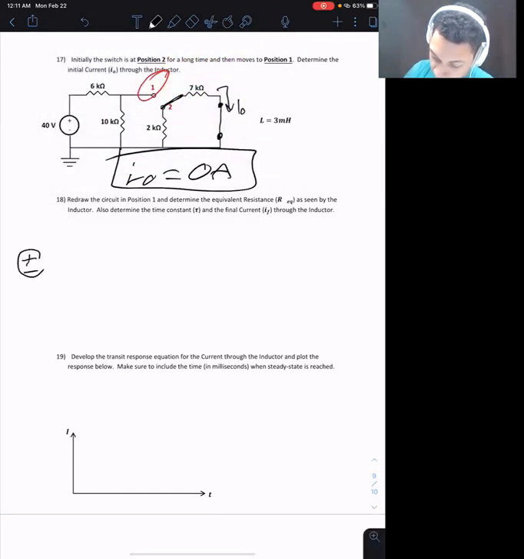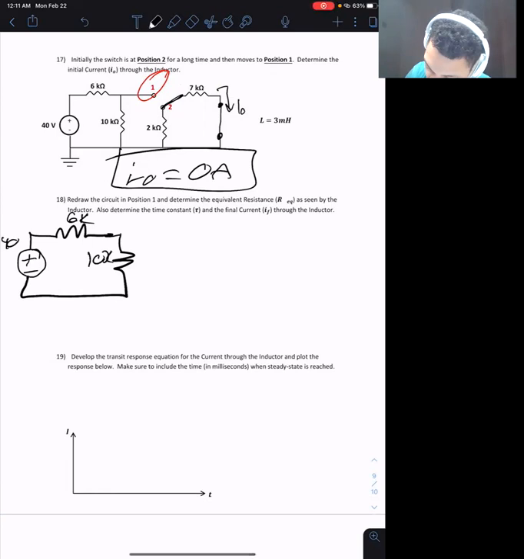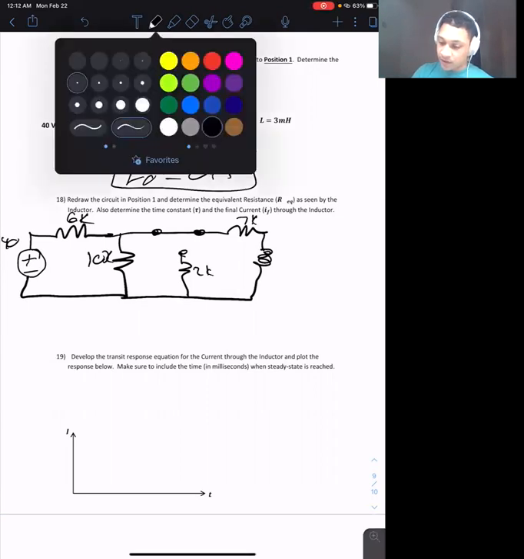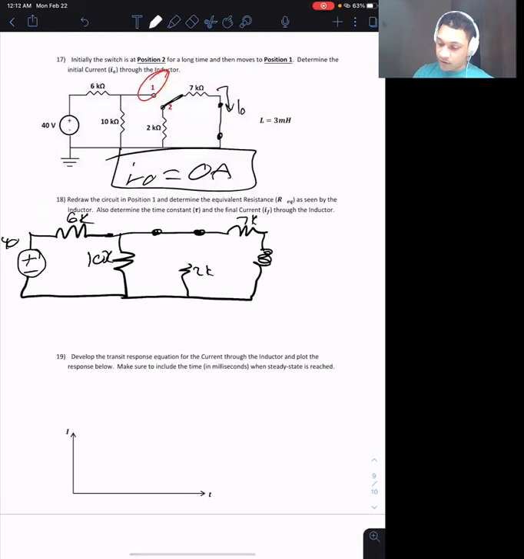So we'll start with our source over here, 40, the 6K. And here's the 10K. And then here is our position 1 connection. There's the 7K. And there's the inductor. Now this 2K right here, you could draw it, but since it doesn't connect anything, it's not particularly useful. So we're just gonna get rid of that.